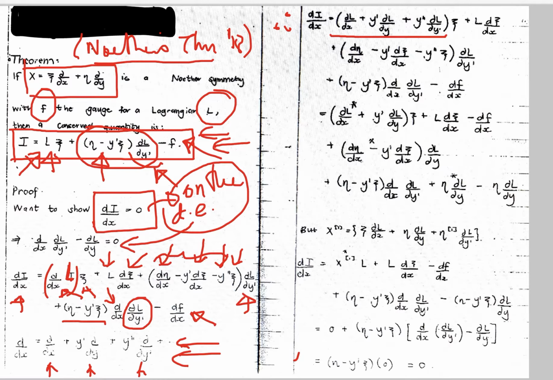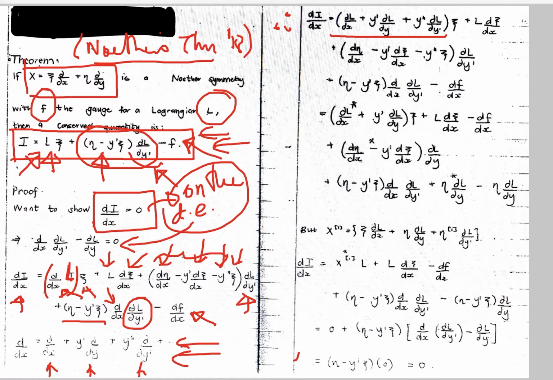Then in the second term, I've left the dη/dx minus y' dξ/dx minus y''. This is y'' up there. That's y'' ξ left as it is, multiplied by ∂L/∂y'. That's left as it is. Then we've got, following from the previous step, η minus y'ξ. This is left as it is, so we don't need that, minus df/dx.